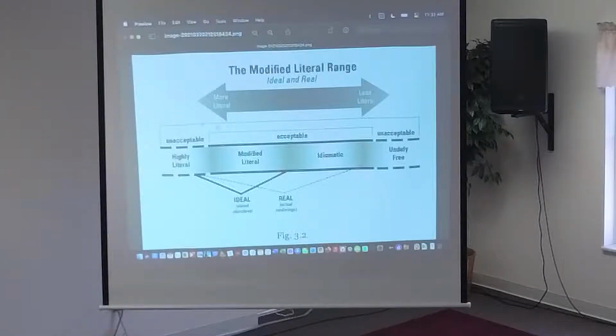So you can kind of ignore all these arrows and stuff like that and just focus on this down here. Ideal, you see that right there? And then real. In other words, what quote-unquote literal translations attempt to do, they say in their preface, this is our goal, this is our ideal. They don't actually attain to that goal as well as they think that they do.